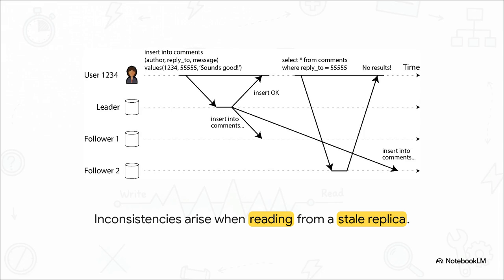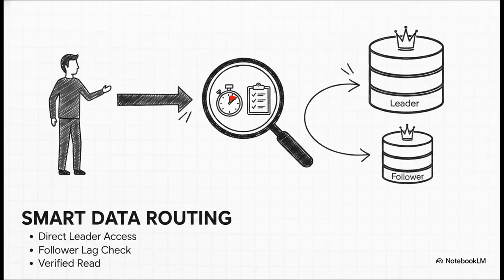It's serving stale data. So the database essentially tells the user's browser, hey, I have absolutely no record of this comment you're looking for. The data isn't lost at all, not even close, it just hasn't arrived at that specific destination yet. So how do we fix this?